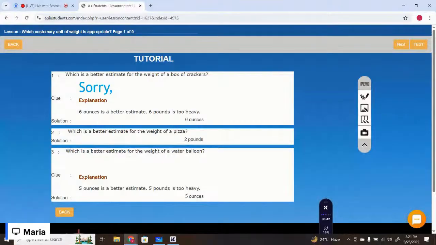Which is a better estimate for the weight of a box of crackers? That is 6 ounces, because 6 pounds is too much. It would be just 6 ounces. Let's just start with the test questions.